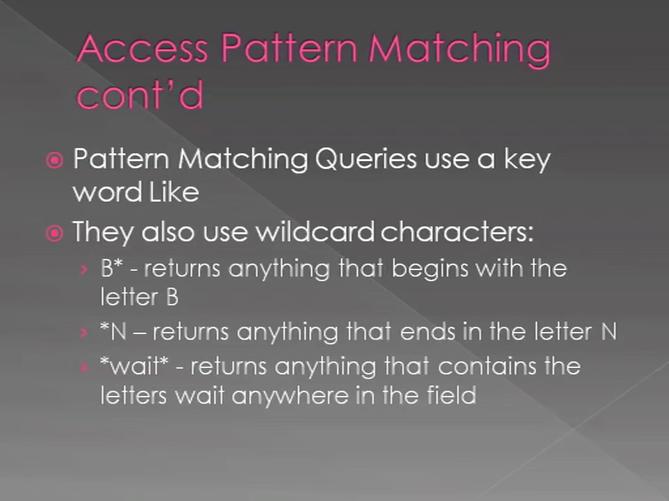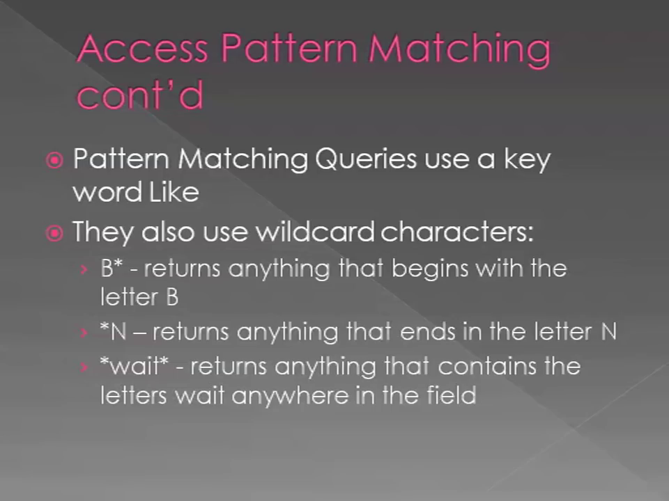The asterisk, or the star, serves as a wildcard. If I typed in B star, it would return anything that begins with the letter B. It doesn't matter what comes after as long as it starts with a B. Star N would return anything that ends in the letter N, regardless of what comes at the beginning of the word. If I use two asterisks, for instance, star, W-A-I-T, star, it would return any record that contained the letters W-A-I-T anywhere in the field. Could be the first four letters, the last four letters, or anywhere in the middle.